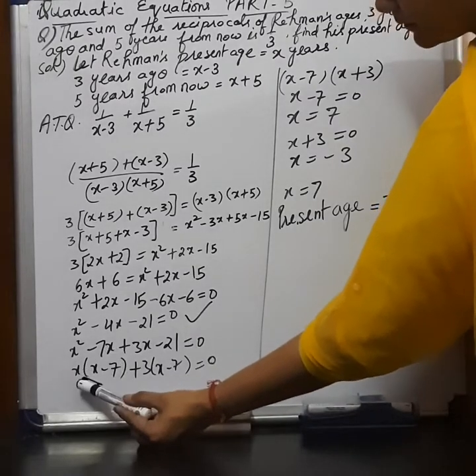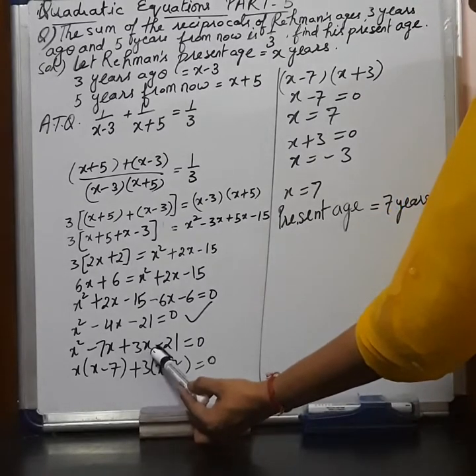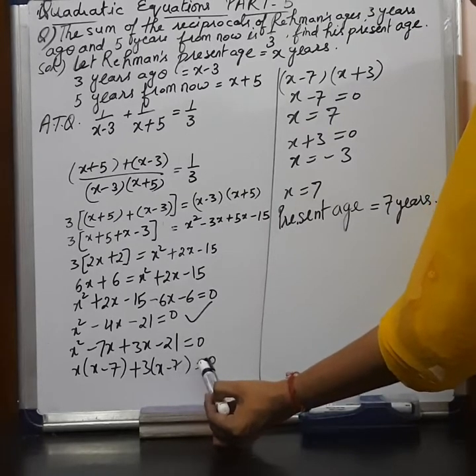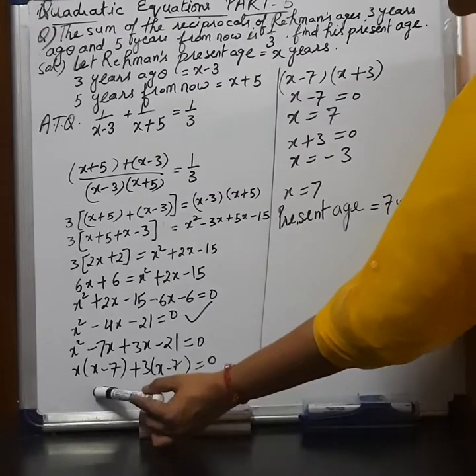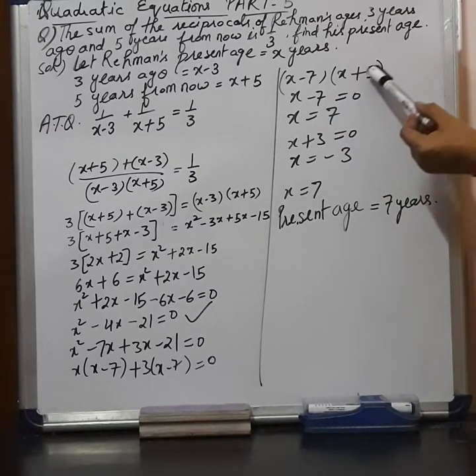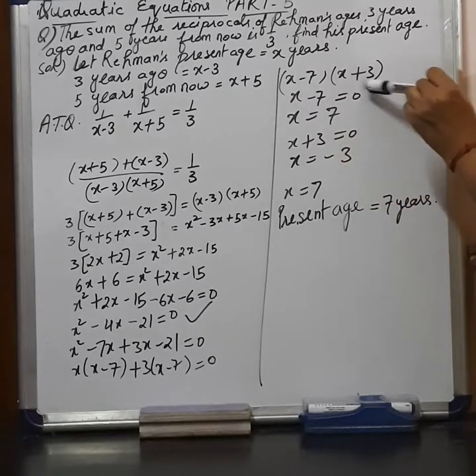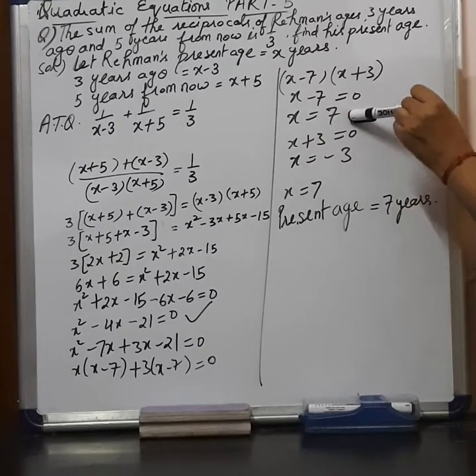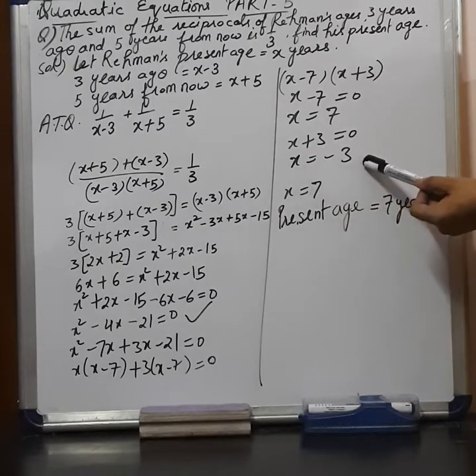From the first and second term, x is common. In the bracket we have x minus 7, and from minus 3 plus 3x minus 21, 3 is common. It is coming x minus 7 in the bracket is equal to 0. x minus 7 is common in both these terms. So what is remaining over here? x minus 7, and in the other bracket we have x plus 3. Now we will find out the roots, the values of x. When x minus 7 is equal to 0, the value of x is 7. When x plus 3 is equal to 0, the value of x is minus 3.